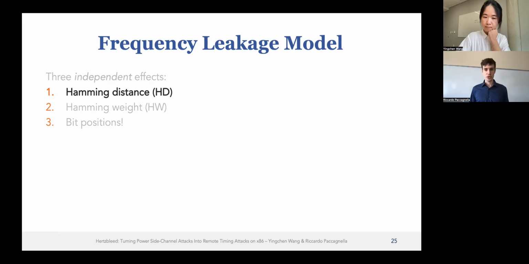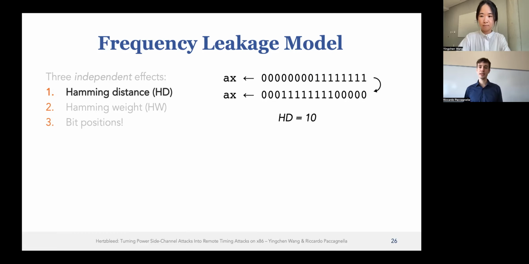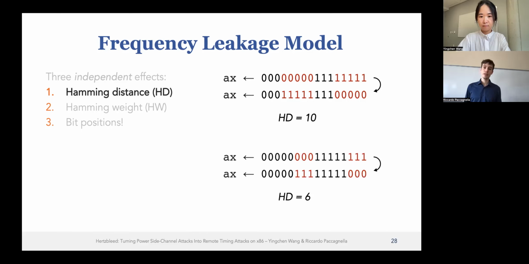Suppose that during a workload execution, we have a computation that updates the content of a register AX, perhaps due to a shift, as shown in the slide. Now, when we have this computation, the Hamming distance is the number of bits that flip either from 0 to 1 or from 1 to 0 during this computation. In this case, the number of bit flips is 10, meaning that the Hamming distance is 10. On the other hand, in the example at the bottom of this slide, we have only 6 bits that flip between 0 to 1 or 1 to 0, meaning that the Hamming distance is 6.